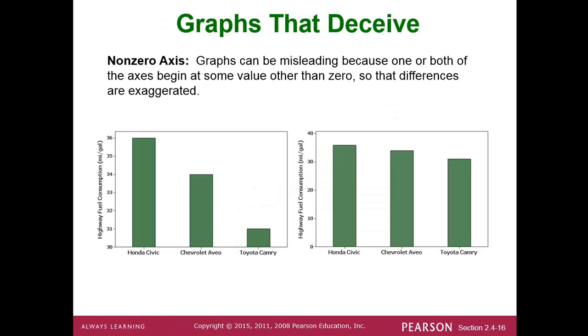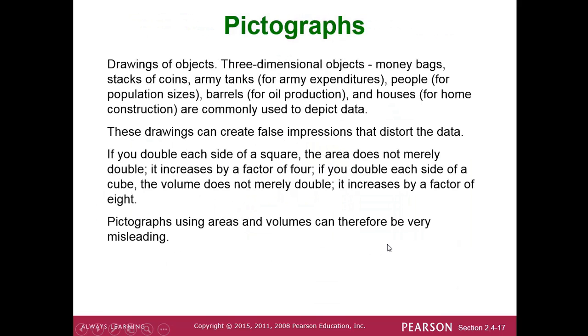Graphs, of course, can deceive, as we mentioned earlier. Take a look at this. Their scales are starting here at some value other than 0, so it looks like some things are distorted. You can have three-dimensional objects or drawings that distort things, or you could double the side of one figure but not the other. So it kind of can be misleading.